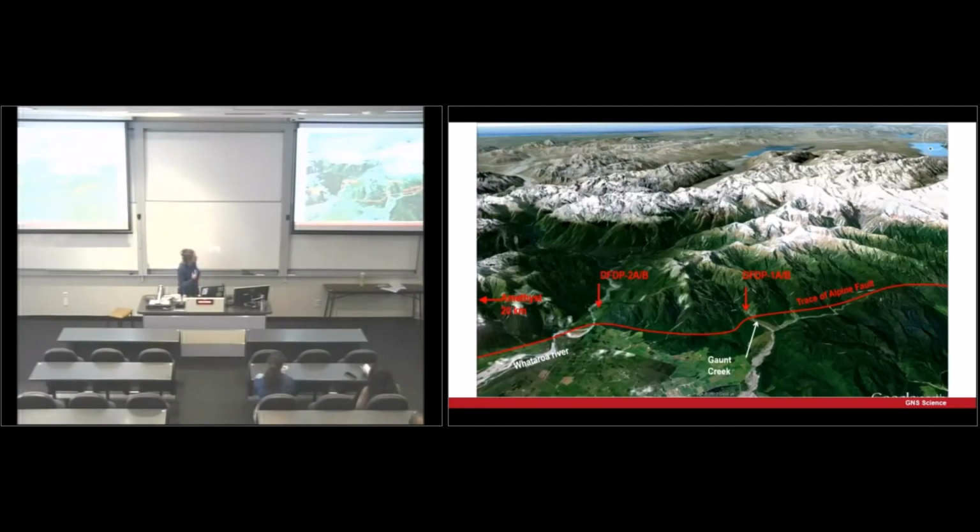And we took similar ideas to adjacent to the Alpine Fault. So this is the Alpine Fault coming through here. This is the Whataroa Valley, and this is the site of the two Deep Fault Drilling Project holes. The first hole was put down in Gaunt Creek here in 2012, I think. Well, there were a couple of holes actually, down to about 150 metres. They intersected the Alpine Fault.